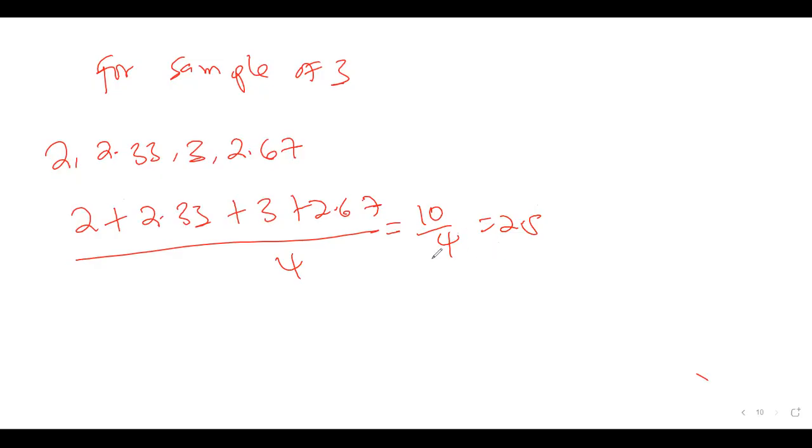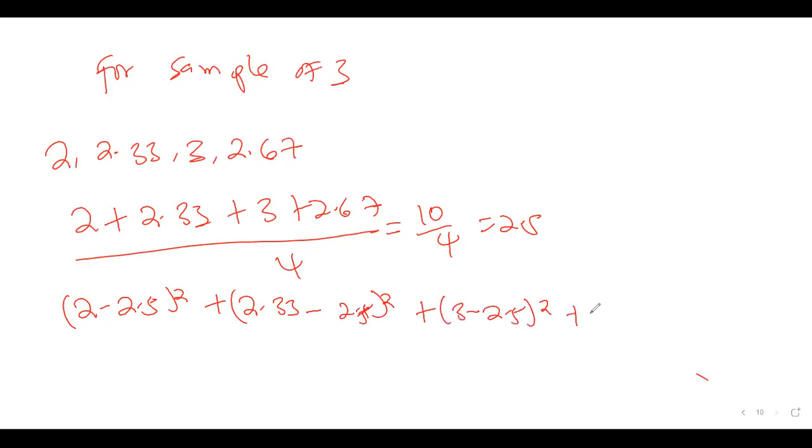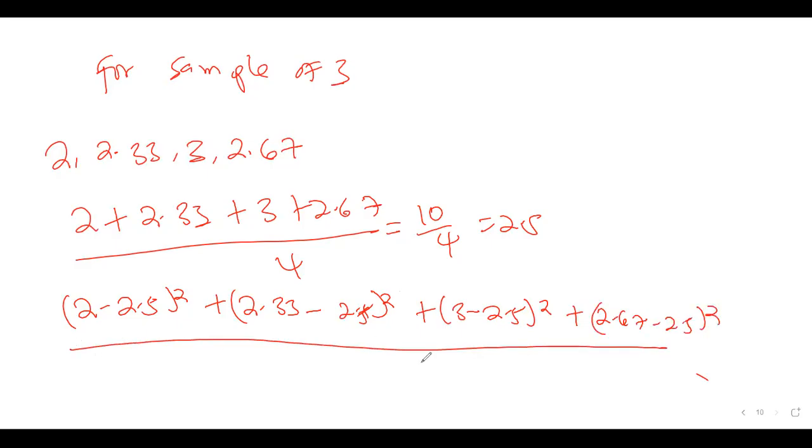Now we are going to find the standard deviation of these sample means for a sample size of 3. So it will be 2 minus 2.5 squared plus 2.33 minus 2.5 squared plus 3 minus 2.5 squared plus 2.67 minus 2.5 squared all over 4.